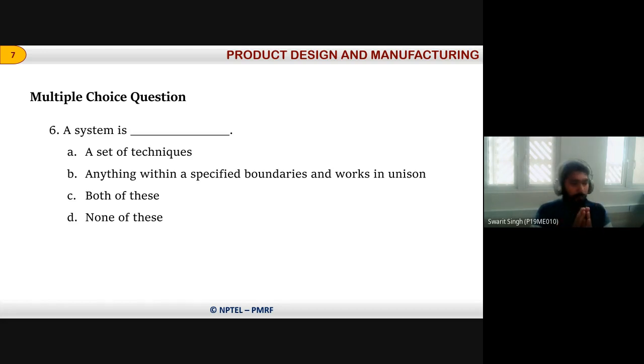So a system is a combination of a certain number of objects working together to achieve a common objective. The correct option here is option B. It says anything within a specified boundary and working in unison. The set of techniques is the governing thing for the working of a system, so it does not comprise or define a system.